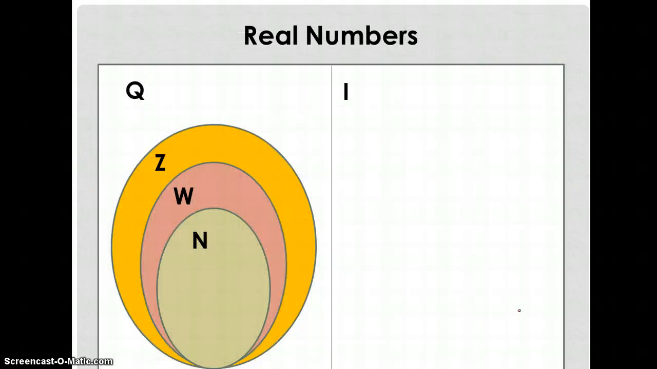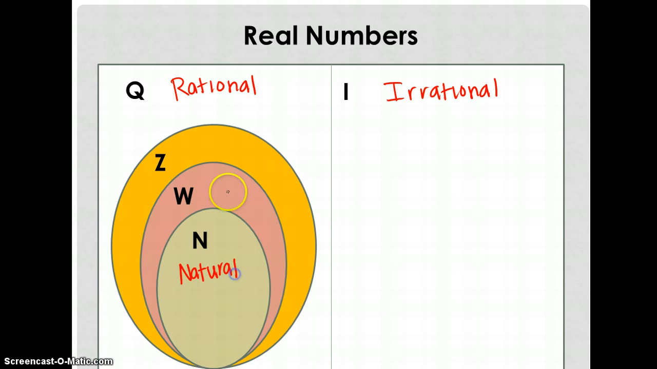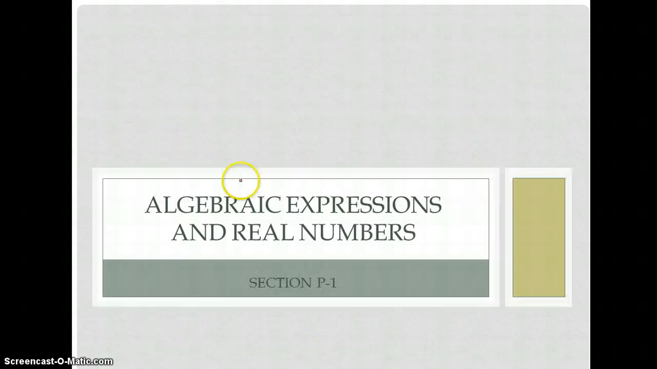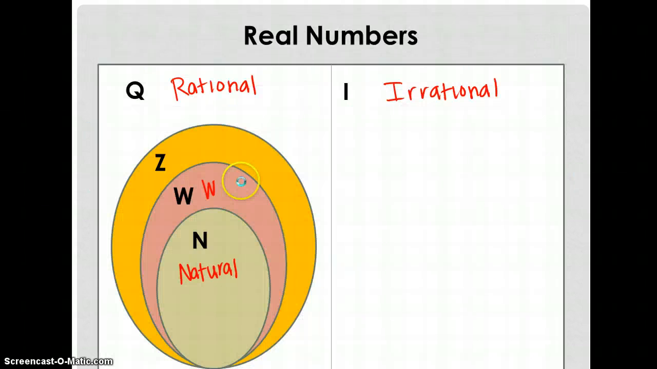So here's your visual for your chart. Rationals and irrationals are your two big groups. Natural numbers is a smaller group under rational. Whole numbers are a little bit bigger group. They include 0, and then integers include all the whole numbers and their negatives. So that gives you an idea of the size of these groups.